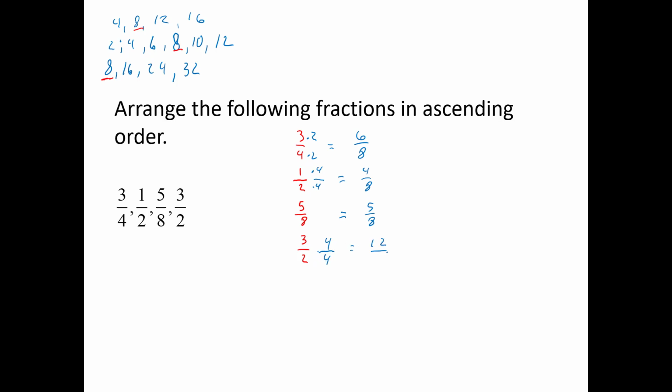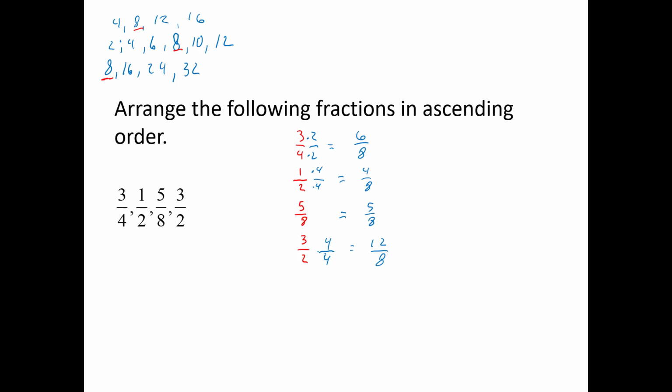And you get 12/8. Notice that when you multiply the numerator and denominator by the same number, 2/2 is 1, 4/4 is 1. You're just multiplying by 1. And when you multiply a number by 1, you don't change its value. So 3/4 has the same value as 6/8. 1/2 has the same value as 4/8. 3/2 has the same value as 12/8. But now all the denominators are the same, and it's easier to write these fractions in order.